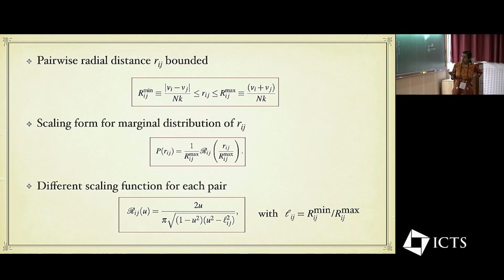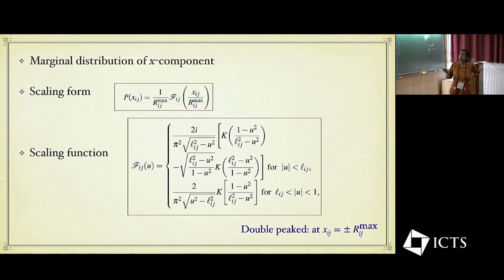Same scaling function, same structure, but the function now depends on the ratio of r min by r max of that pair. The same thing holds true if we look at the x component also, a similar kind of scaling form. The scaling function depends on the ratio of this r min and r max, basically the ratio of v1 minus v2 and v1 plus v2.